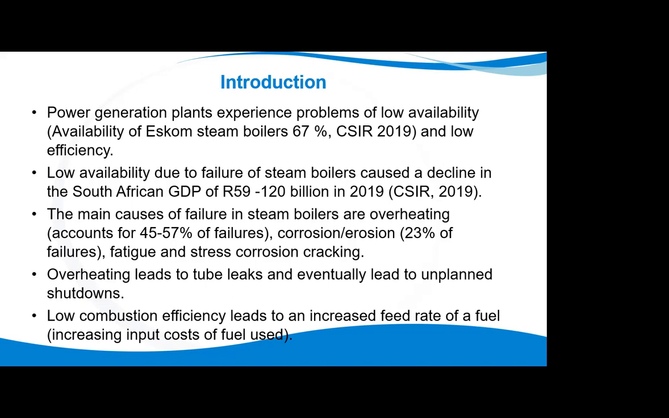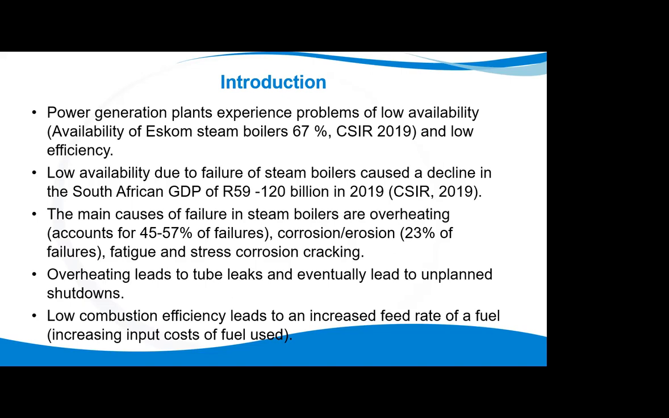And a separate study was conducted in South Africa of what are the main causes of failures in steam boilers. The first one is overheating, which accounts for close to 60% of failures. The second one is corrosion or erosion, which accounts for 23% of failures. And then you have fatigue and stress corrosion cracking. And what is the problem with overheating? Overheating leads to tube leaks, or what is commonly known as pipe leaks. And this eventually leads to unplanned shutdowns.